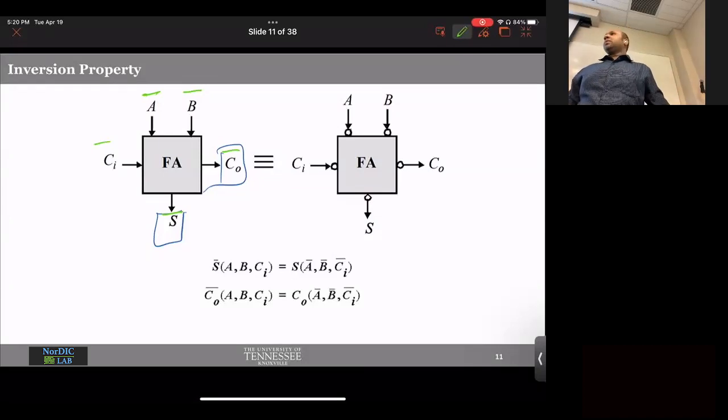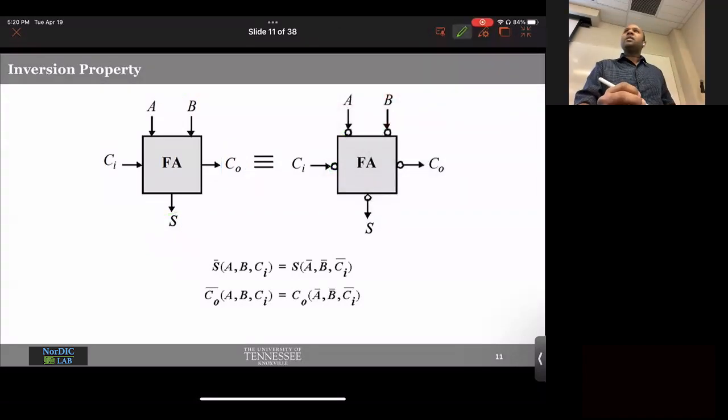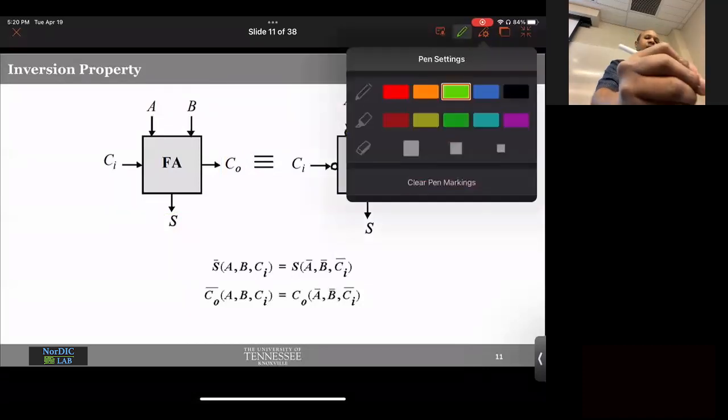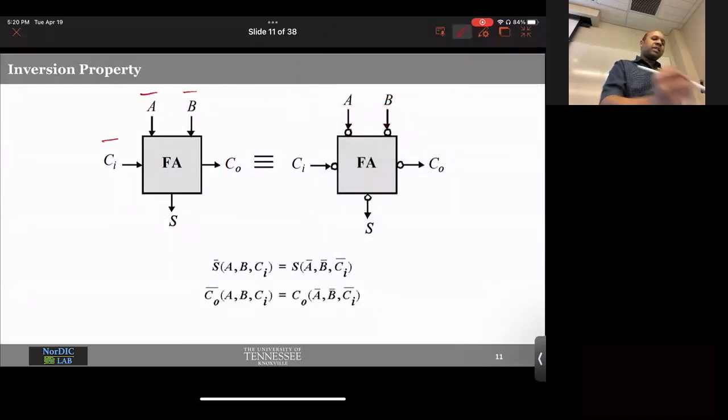Done. Okay, simple. This is taken from a textbook again. Instead of using bar, they have used these circles to show that you have inverted inputs and inverted outputs. Essentially, I like the other one better. You have A bar, B bar, C bar, so you get sum bar and carry bar. Done. Make sense? Now, what's the big deal?